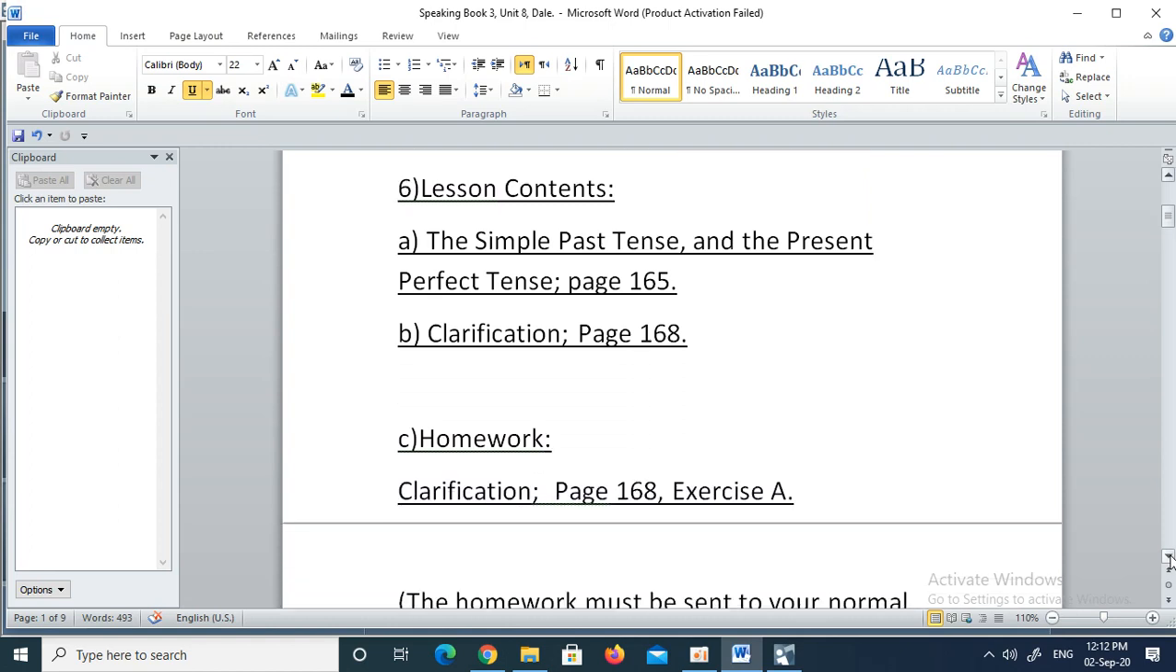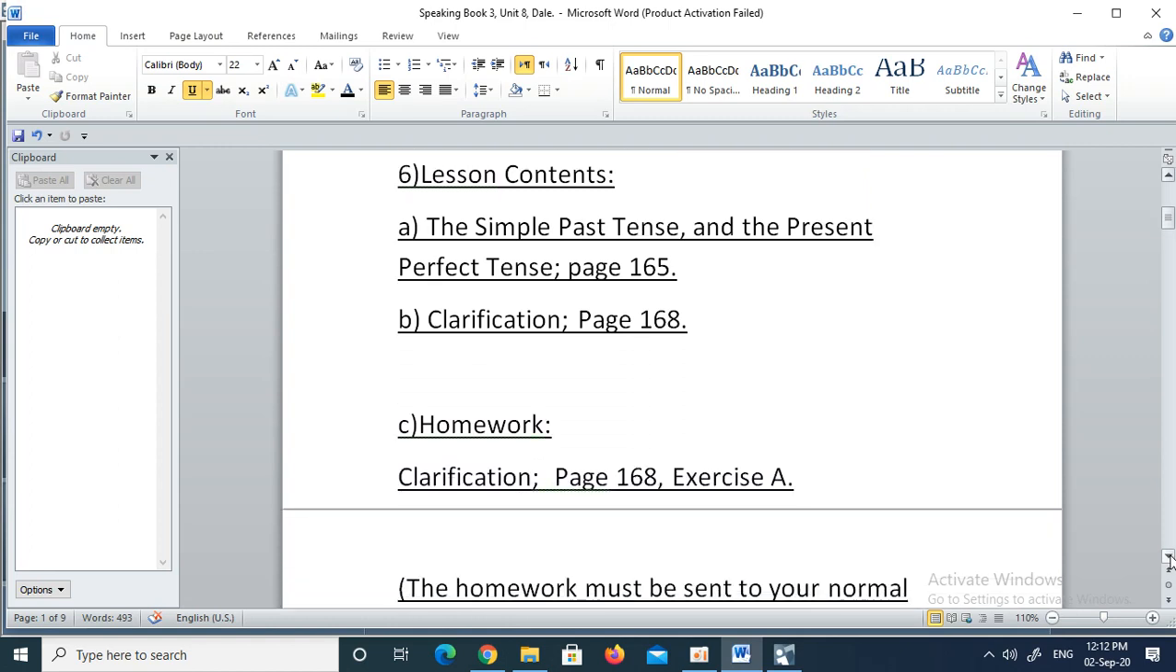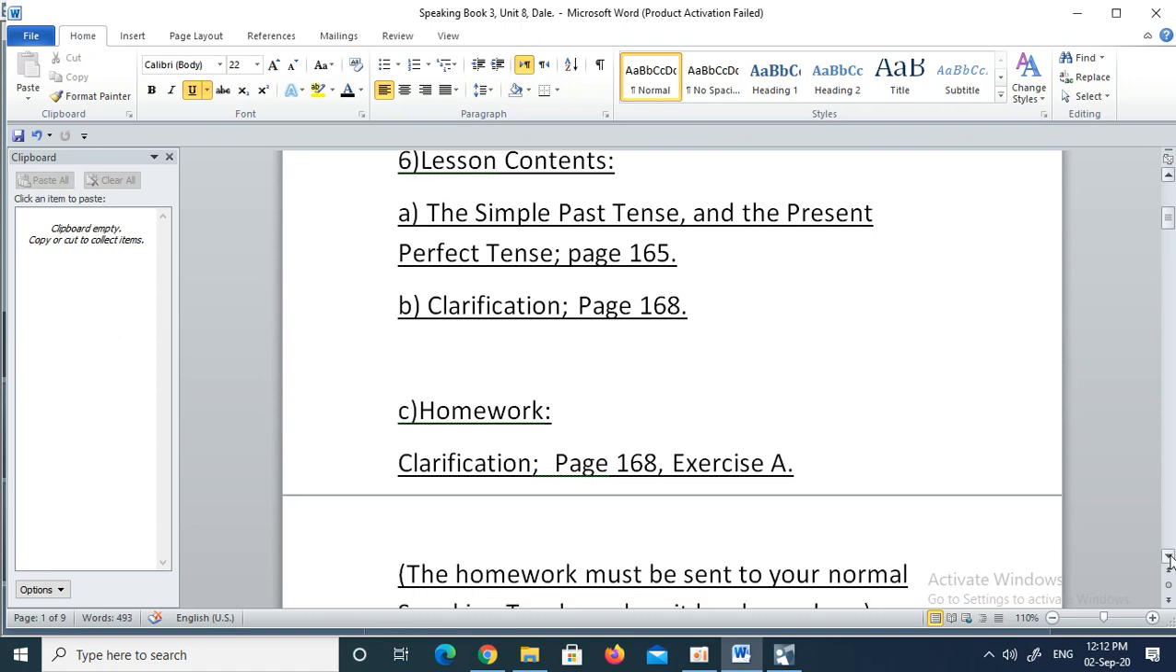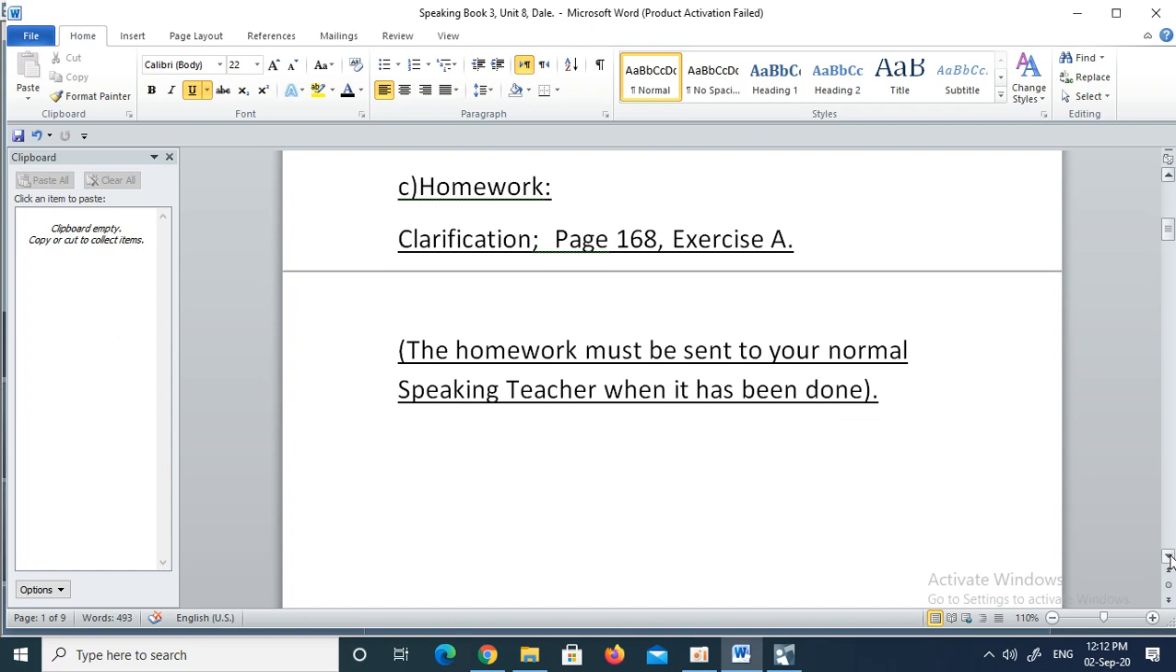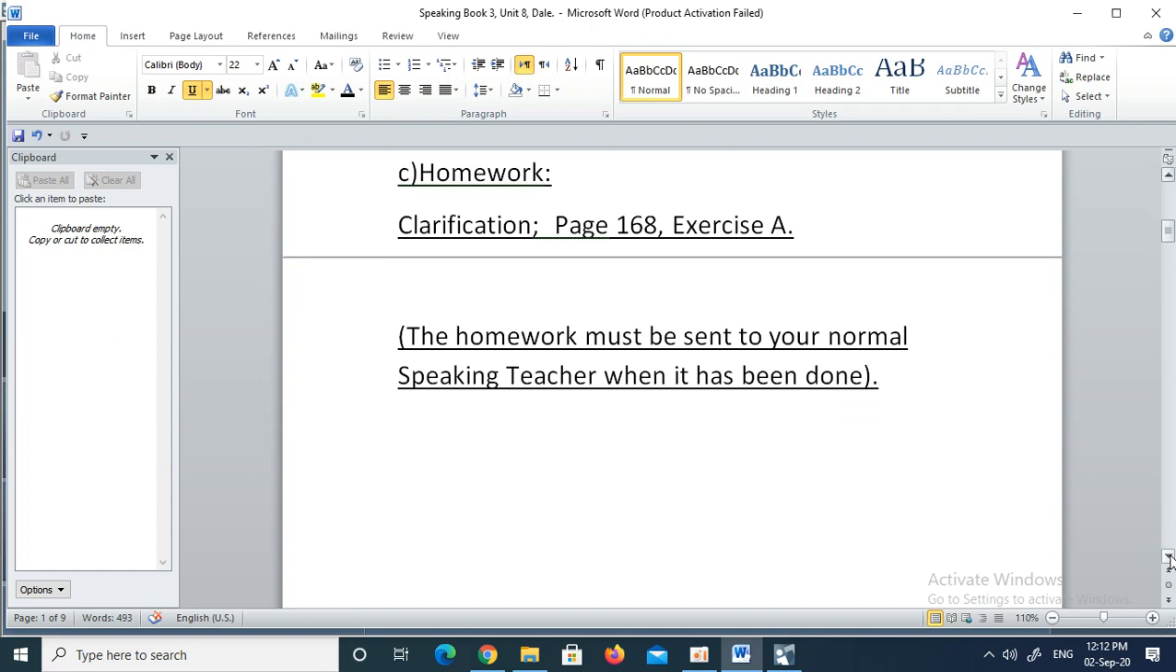And our lesson contents for today are the simple past tense and the present perfect tense on page 165, and then clarification on page 168. Our homework today will be clarification on page 168, and it will be exercise A, but we will cover that later.